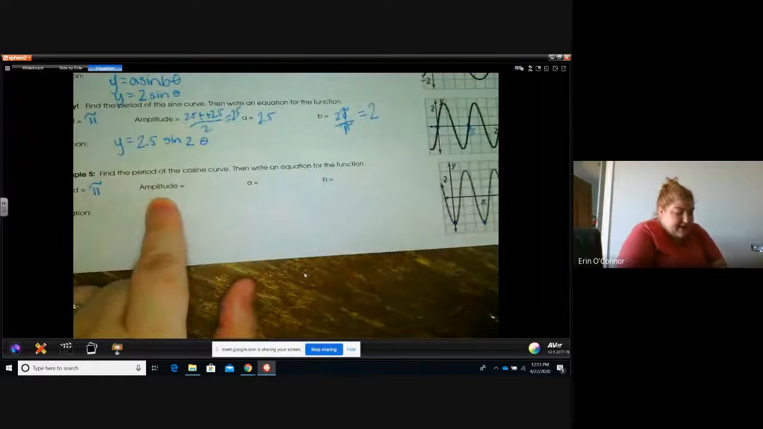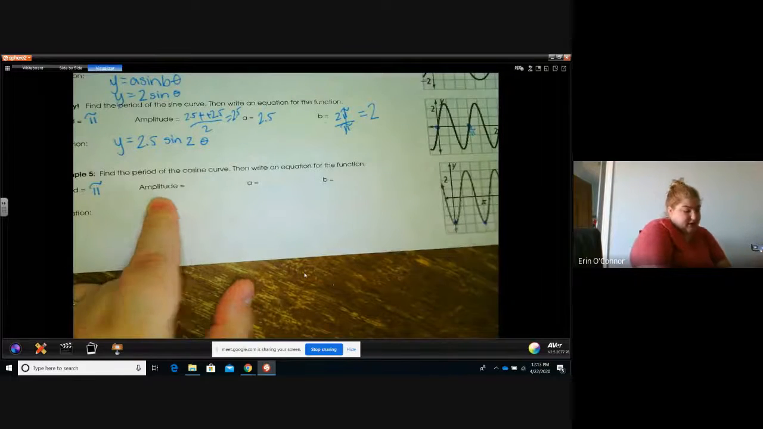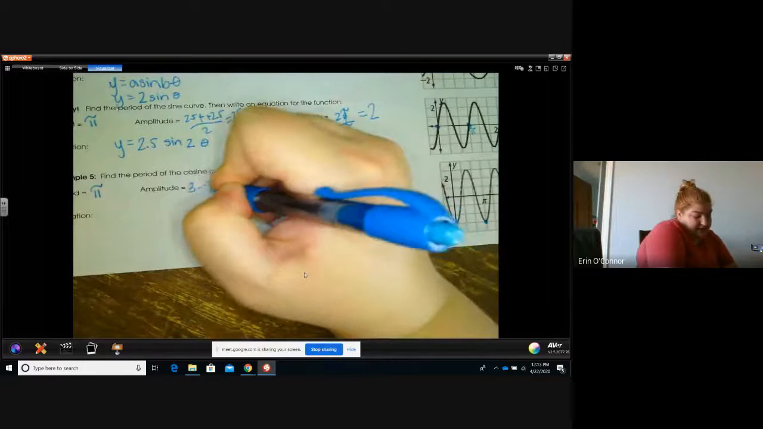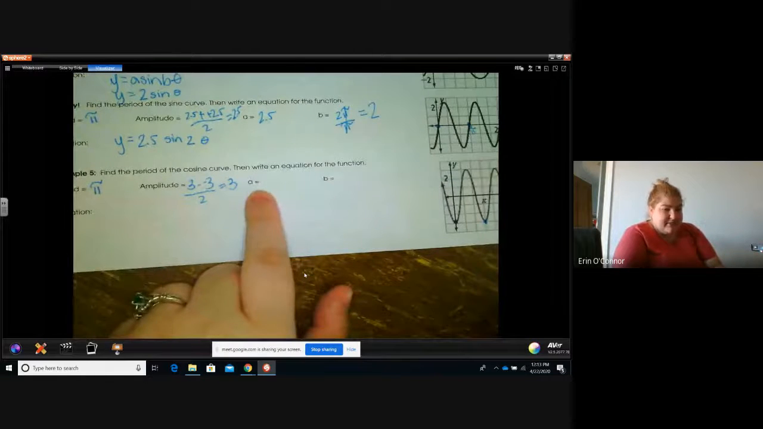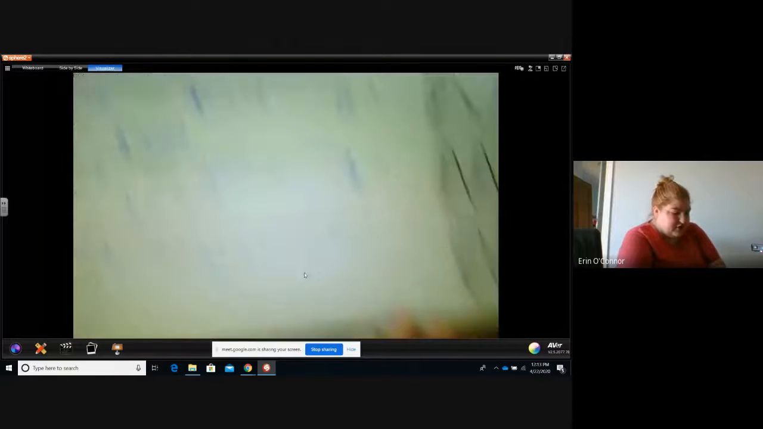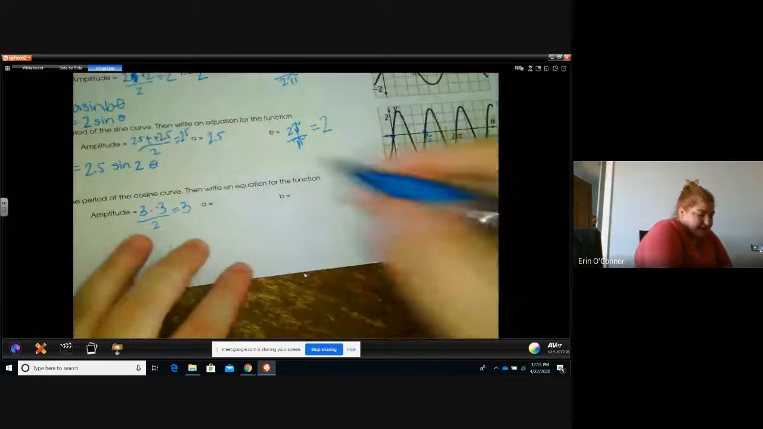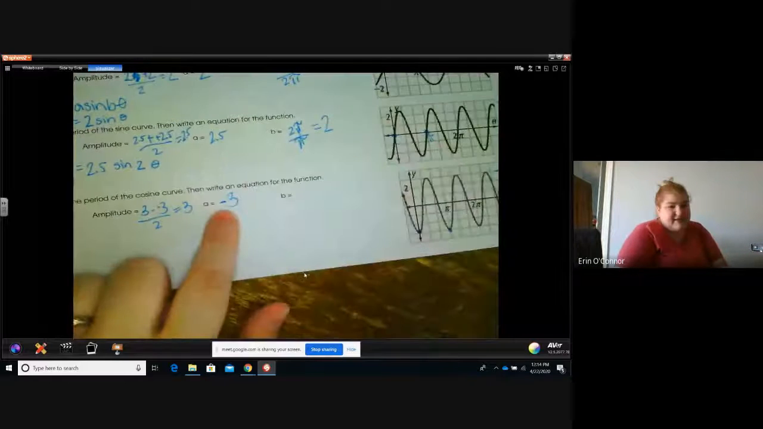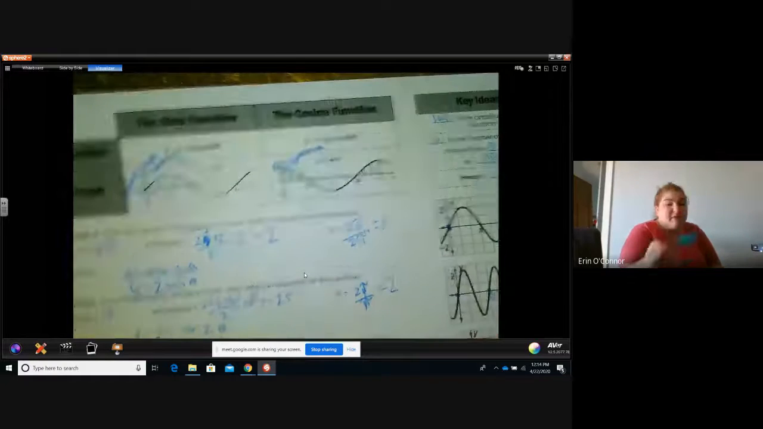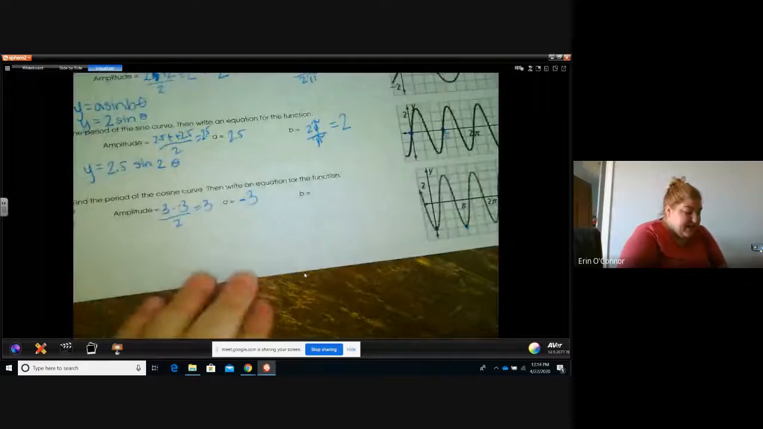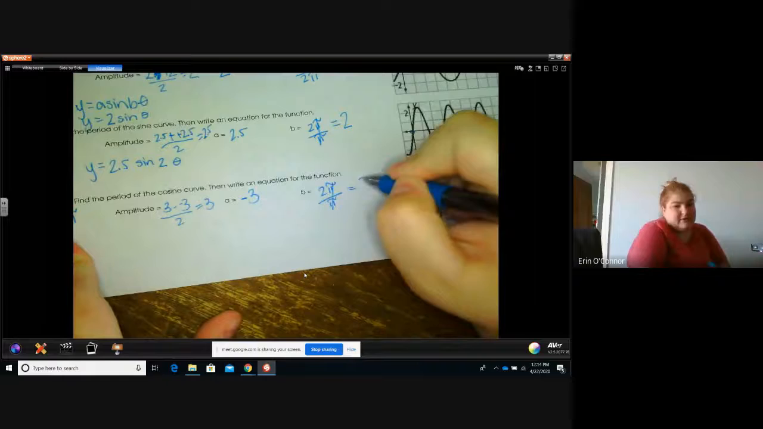The amplitude. Now the amplitude, the highest it goes is 3. The lowest it goes is -3. So 3 minus -3 over 2. 6 divided by 2 is 3. Now this is where it's a little bit different. A, because I told you that cosine starts at a maximum, but this one's starting at a minimum, that means A is negative because it's been reflected. Remember, when we put a negative in front of a function like this, it means it reflects across the x-axis. And then B, we do 2 pi divided by pi, cancel, equals 2.